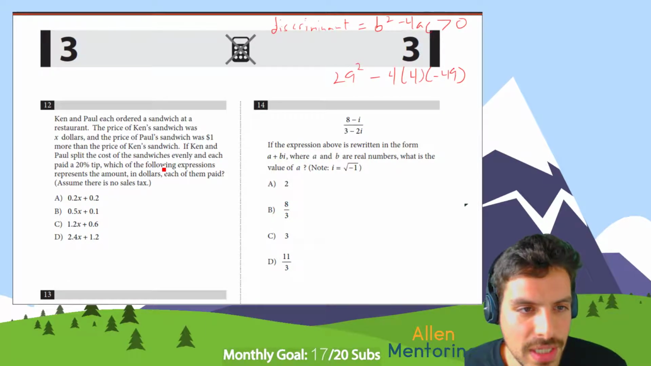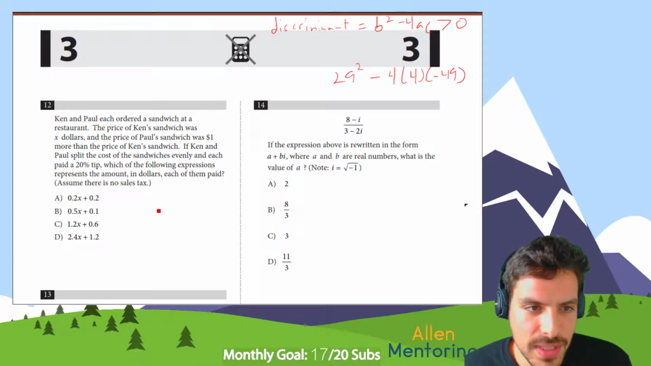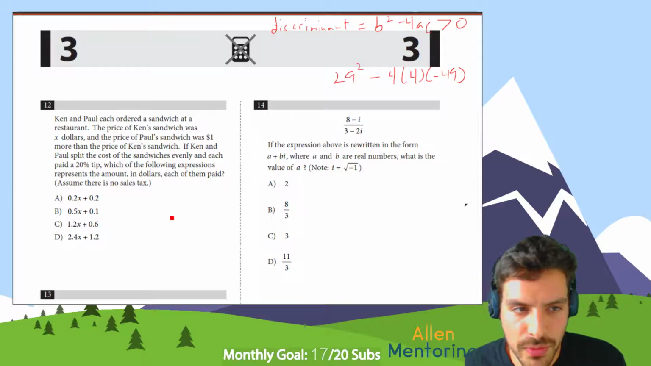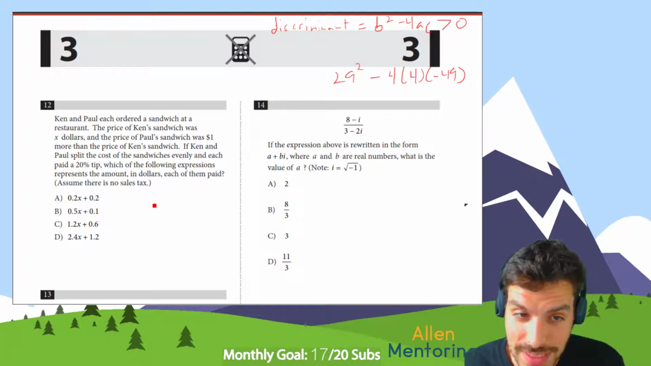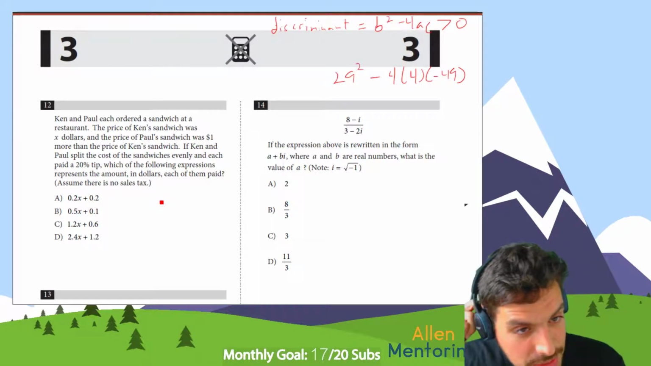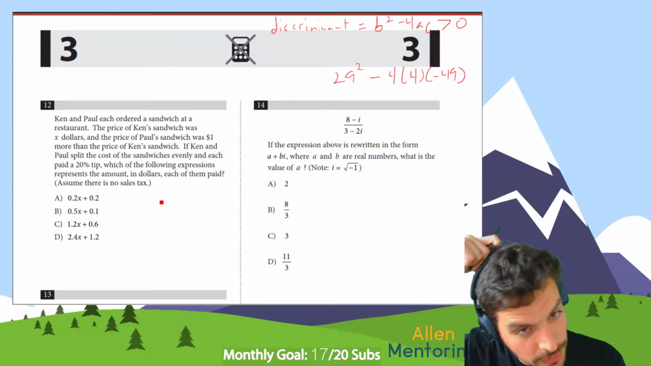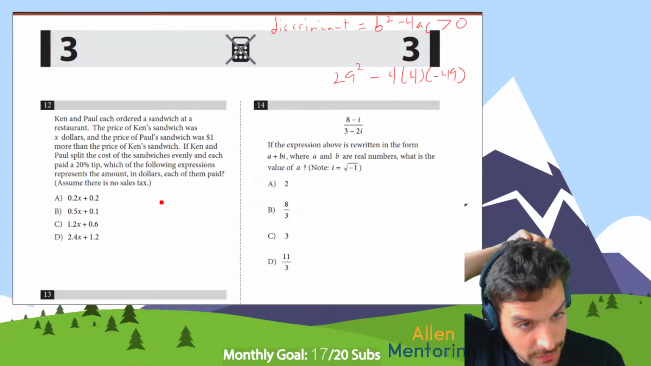Number 12. Ken and Paul each ordered a sandwich at a restaurant. The price of Ken's sandwich was x dollars. The price of Paul's sandwich was $1 more than Ken's. If Ken and Paul split the cost of the sandwiches evenly and each paid a 20% tip, which of the following expressions represents the amount of dollars each of them paid?